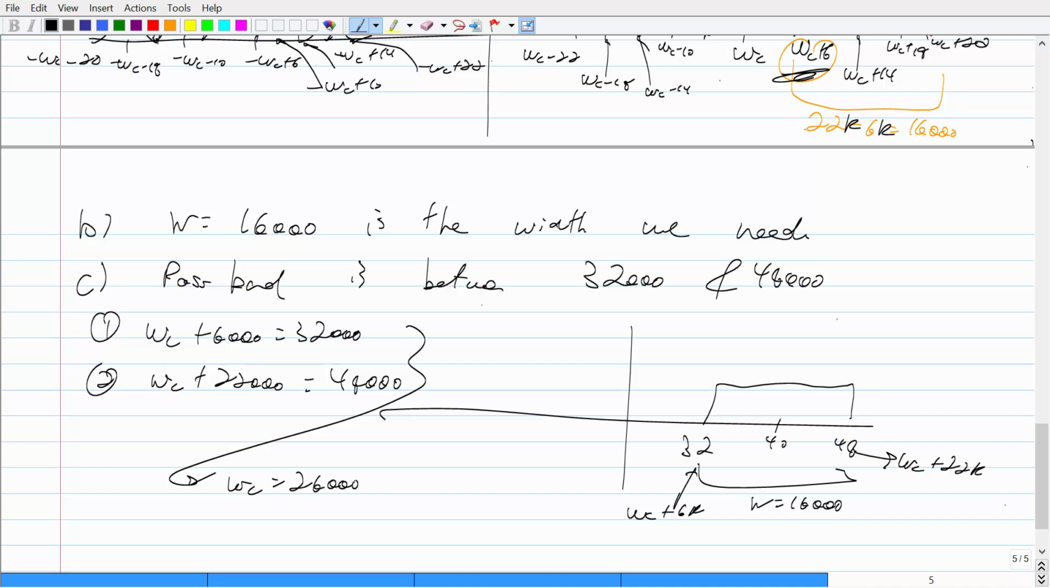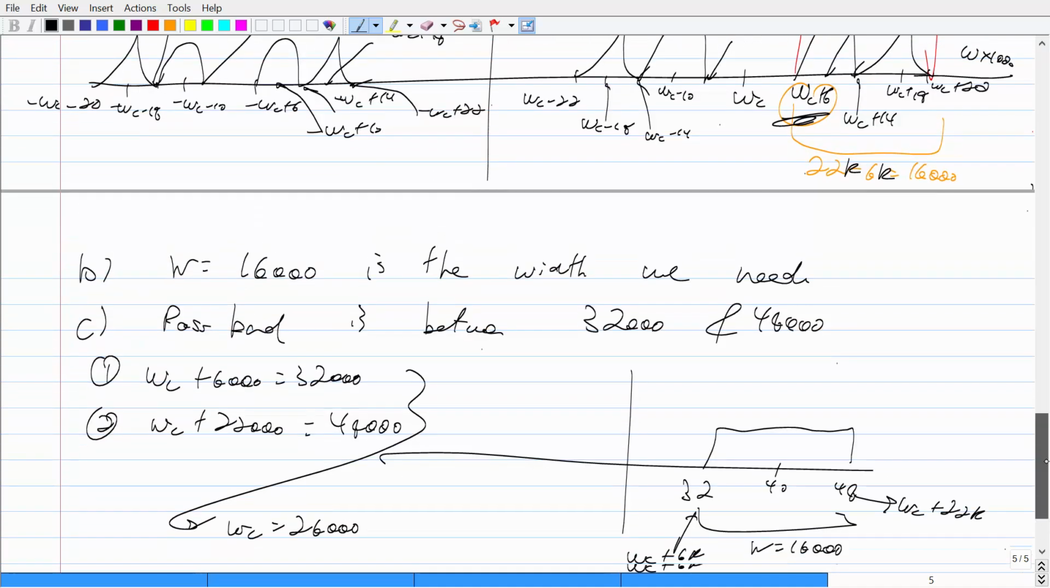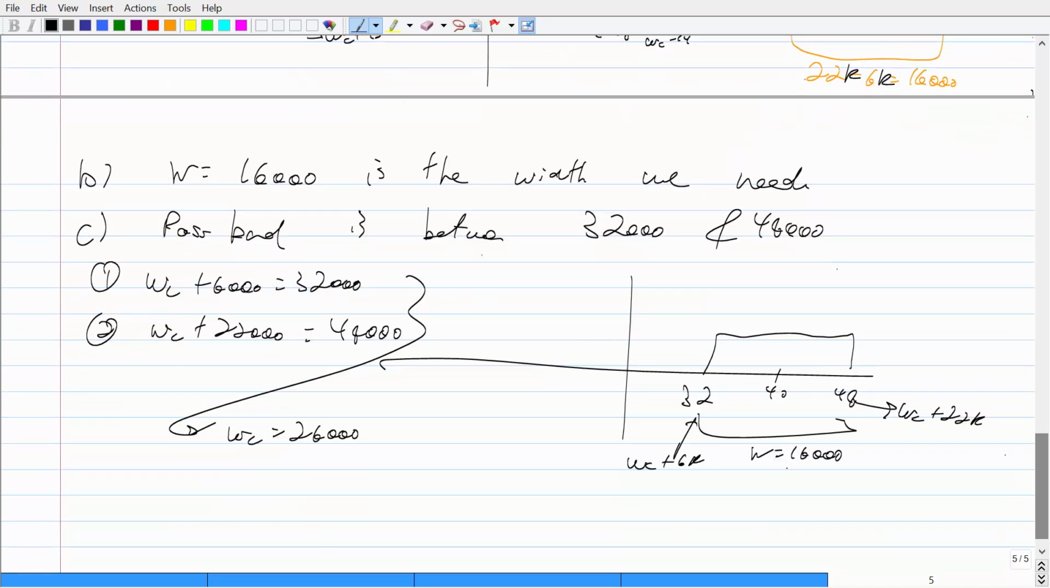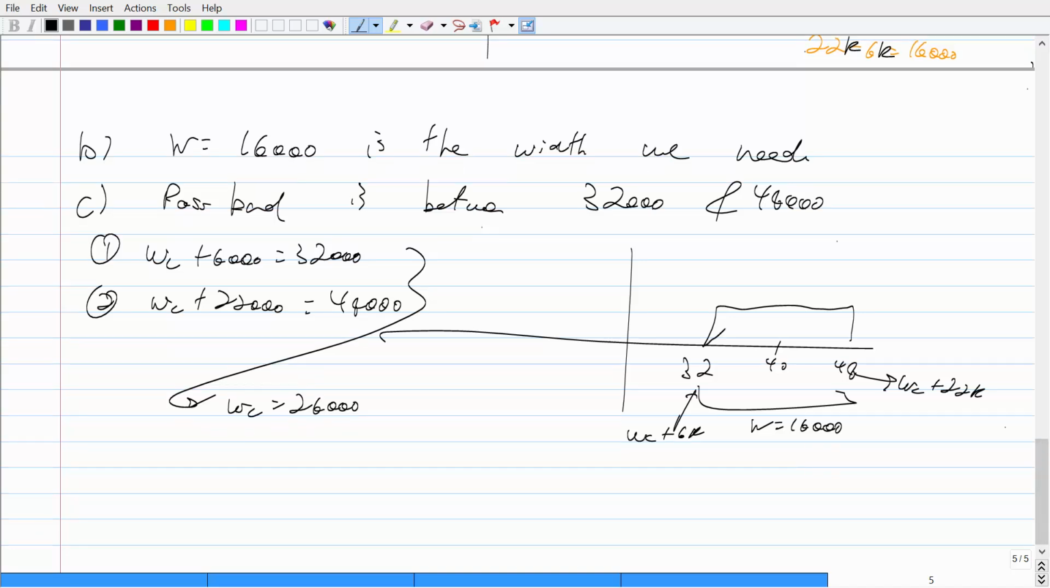Okay? So you have to make omega C 26,000 so that you will shift your signals to 40,000. That's where the center of the bandpass filter will be. And then you have to make the width of the rect function of the bandpass 16,000 to filter out those signals. So you have one that looks like this, right? And then you have one that looks like that. So the answer is 26,000. Okay? Yes?